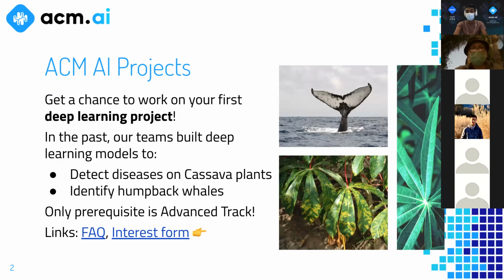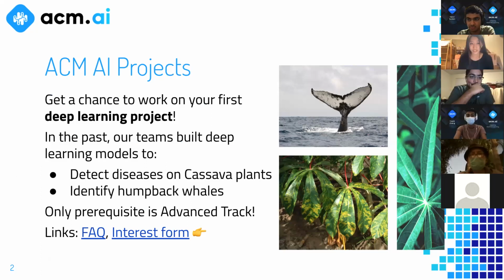As part of ACM AI's projects track, you'll get to implement what you've learned in advanced track to create deep learning models to solve important challenges. For example, some teams this quarter are working on detecting diseases by looking at the leaves of cassava plants, which are an essential ingredient for both food and medicine. Other teams are working on not only detecting, but identifying distinct humpback whales by looking at specific markings, outlines, and other features of their tails. So it's pretty cool stuff.